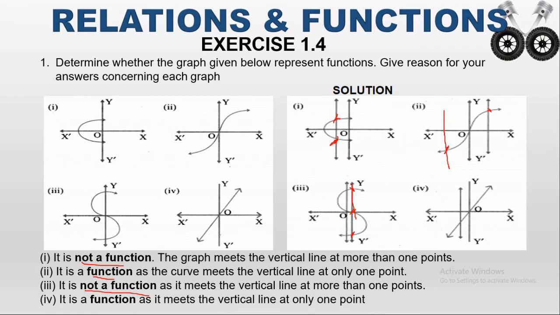Take the fourth graph. Here I am drawing one vertical line. This vertical line touches at most one point. Again if I draw the vertical line on this side, that time also it touches only one point. So the given graph is a function. So the first graph and the third graph are not functions, and the second and fourth ones are functions.